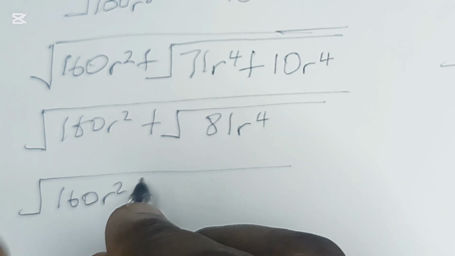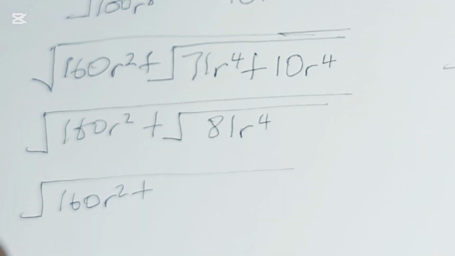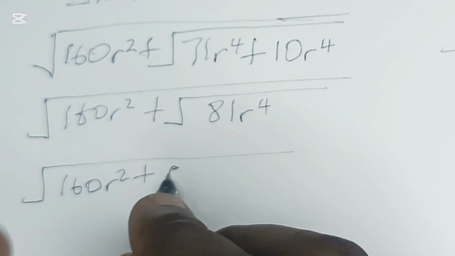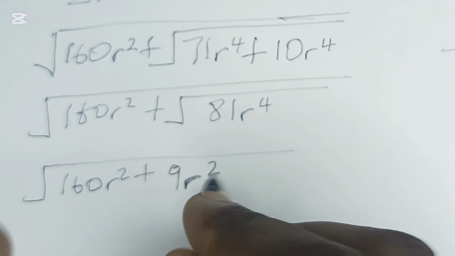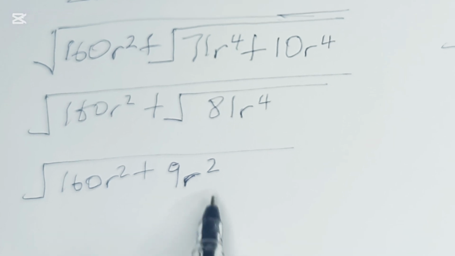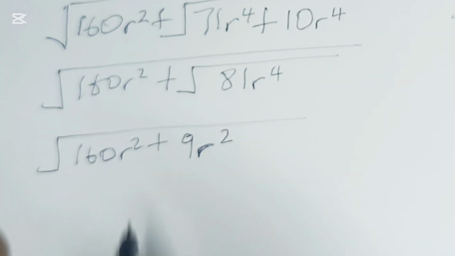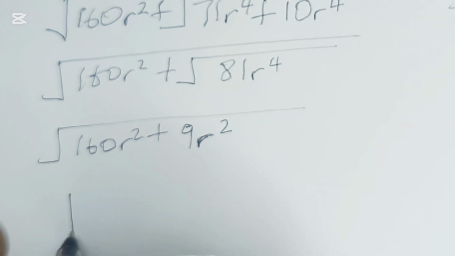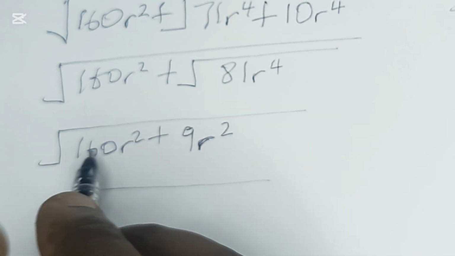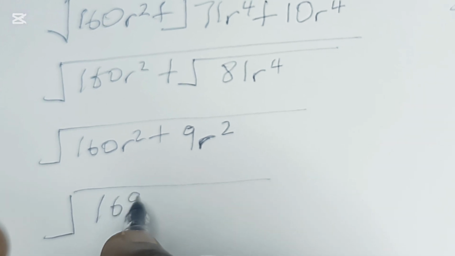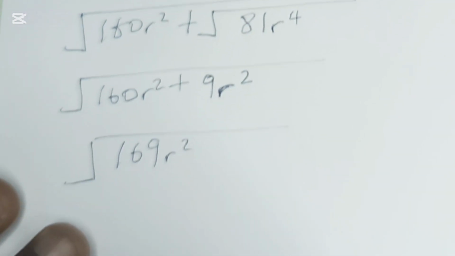So we have 160r squared plus 9r raised to the power of 2. These are like terms. So adding them together, we have the square root of 160 plus 9, that will be 169r squared.